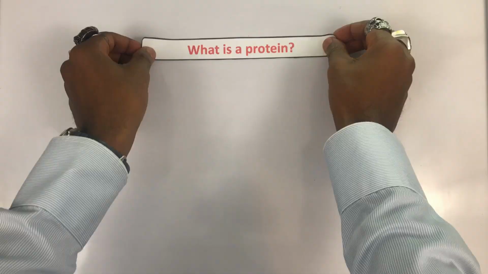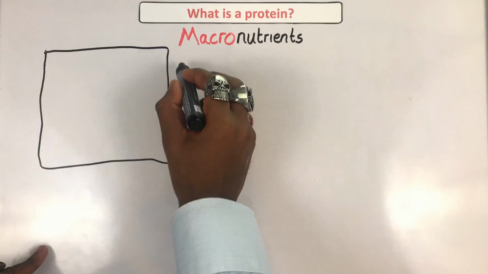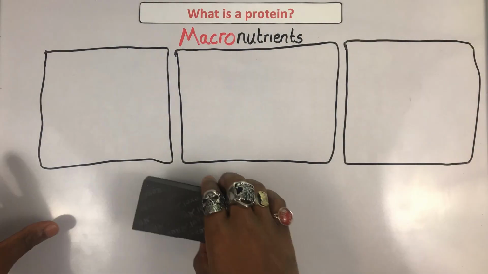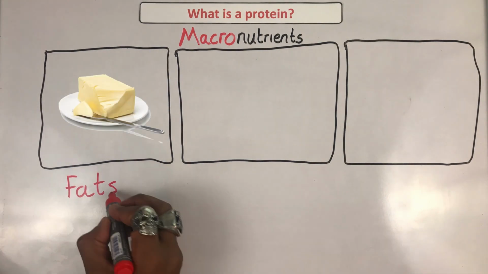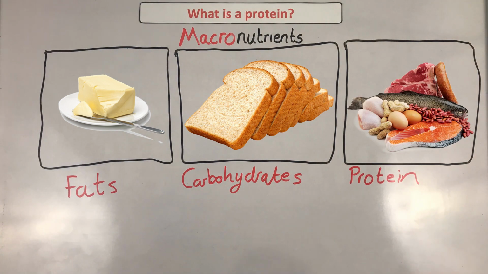You have 3 major macronutrients. Macro comes from the Greek word for large. We need these 3 macronutrients in large quantities. The first one is fats. These are used for energy and insulation. The second is carbohydrates, which are also used for energy. The 2 carbohydrates that we are concerned with today are starch and glucose. And finally, we have proteins. These are used for growth and repair.